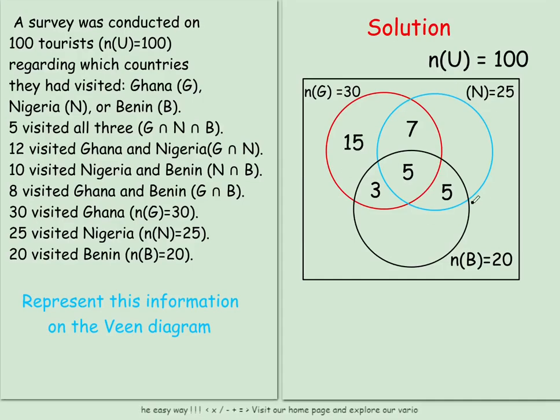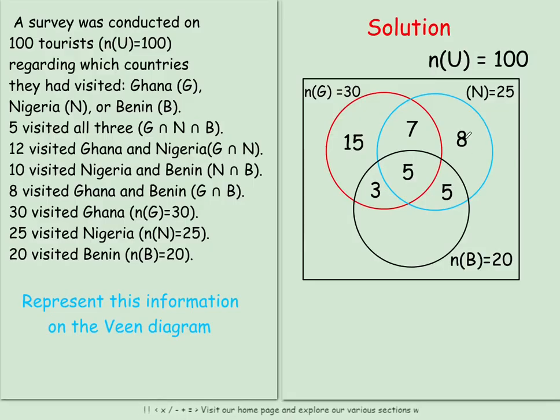Then we come here as well. We know this blue circle, everything is supposed to give us 25. But we already have 7, 5, and 5. If we add them all together, what does it give us? We have 17. So if you subtract our 17 from the 25, that is going to give us an 8.